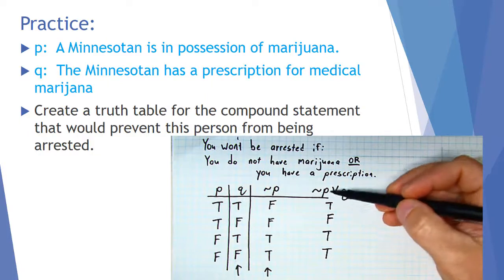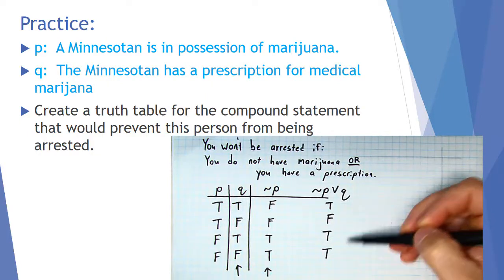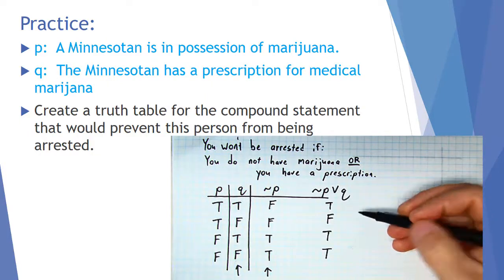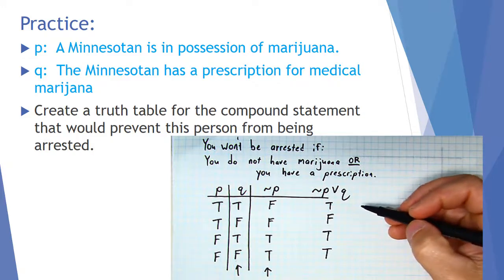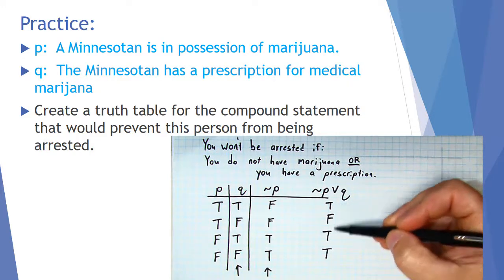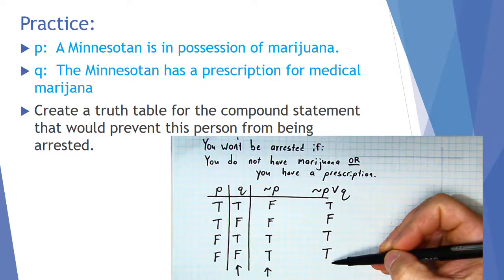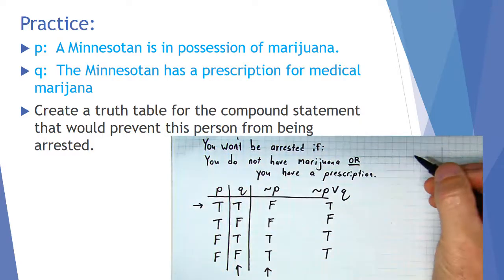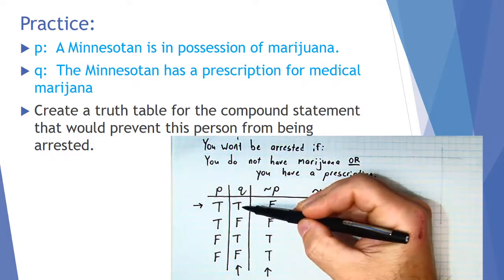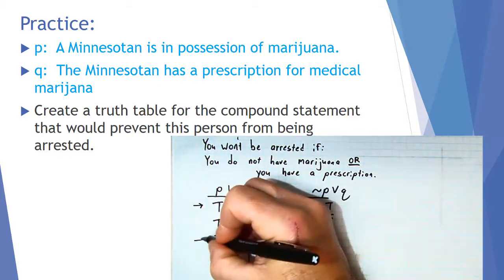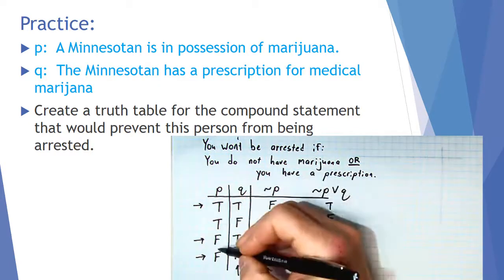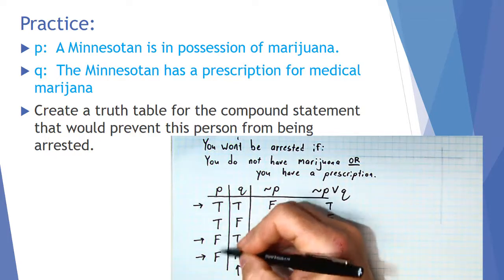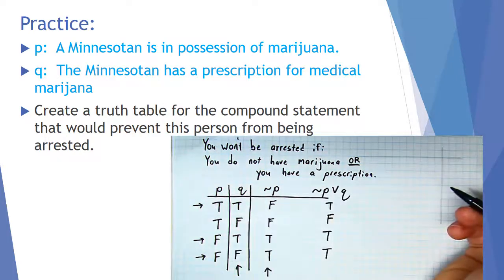So if we look at the outcomes here, what 3 conditions will prevent us from being arrested? We won't be arrested if 1, 3, or 4 is true. That is to say, condition 1, we won't be arrested because Q is true. We have a prescription. And 3 and 4, we won't be arrested because P is false. That is to say, we don't have any marijuana.